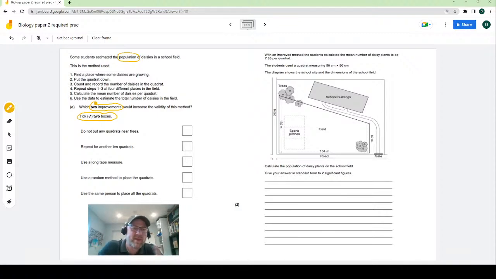Use a random method. They're investigating population. We don't really need a long tape measure. I agree with you for 4. Use the same person to place all quadrats. No, that's not important. Use a long tape measure. We're not doing a transect. How many quadrats did they do? They did 4 different places. Maybe it's repeat for another 10 quadrats. I would say repeat for another 10 quadrats.